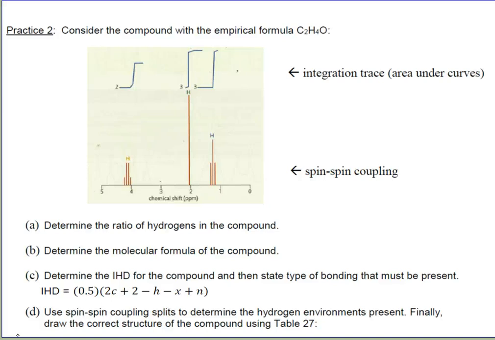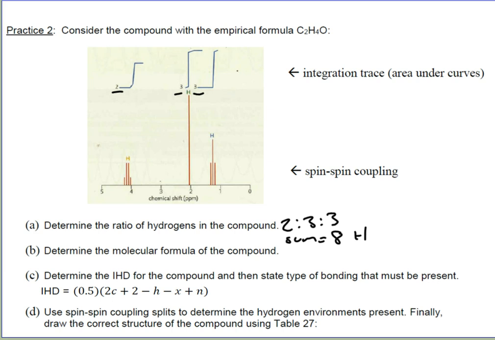All right, so you've had some time to solve this problem. The first thing you're trying to do is determine the ratio of hydrogens in this compound. And so we look at the integration trace, we see a value of 2, 3, and 3. So that's our ratio, 2 to 3 to 3. Now, in order to determine the molecular formula, it's going to be useful to find the total hydrogens from this ratio. So if we sum these up, we find that we would need to have 8 hydrogens.